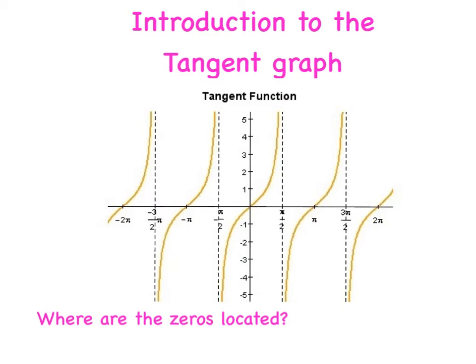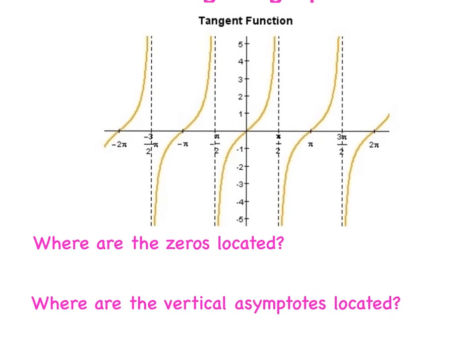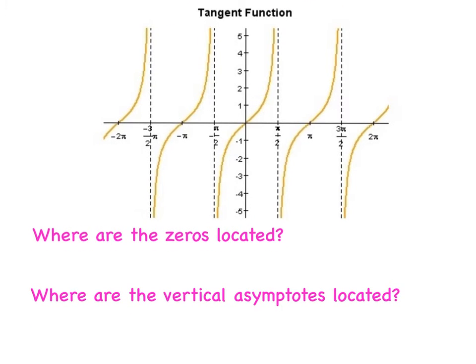Now, after you take your time drawing the best tangent curve ever in the history of math, let's talk about where those zeros are located. All right, and let's document that. So we notice we've got an x-intercept at -2 pi, -pi, 0, positive pi, and positive 2 pi. So we could list those: -2 pi, -pi, 0, pi, 2 pi.